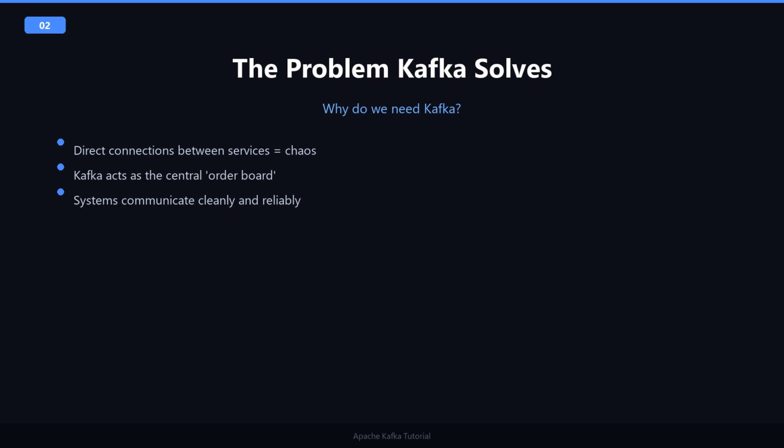So what do you do? You put up an order board. Waiters pin their orders to the board. Chefs pick them up when they're ready. Nobody waits around. Nobody gets blocked. Everything flows. That order board, that's basically what Kafka does for software.